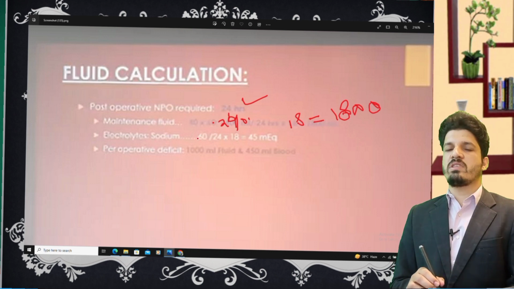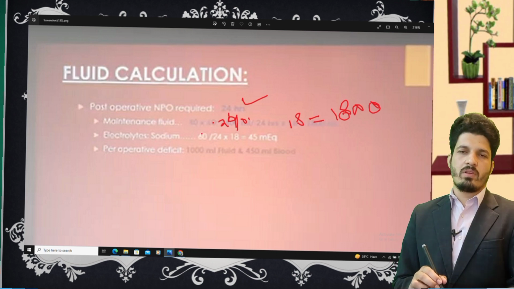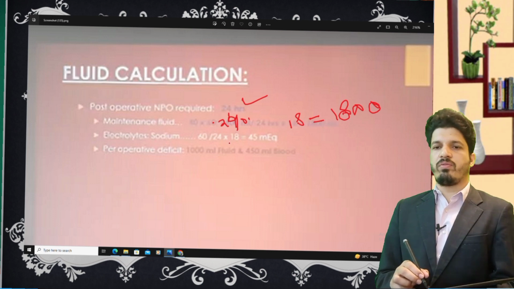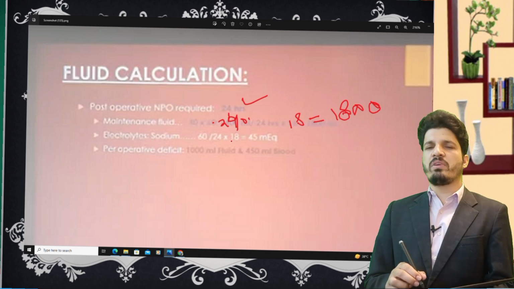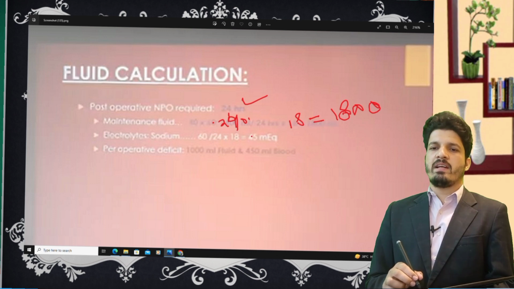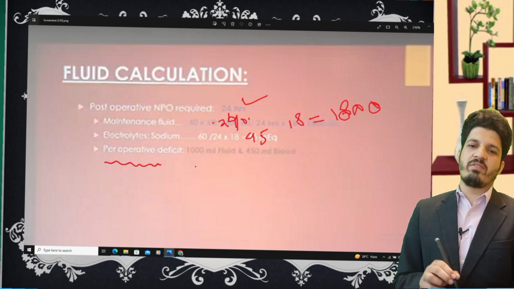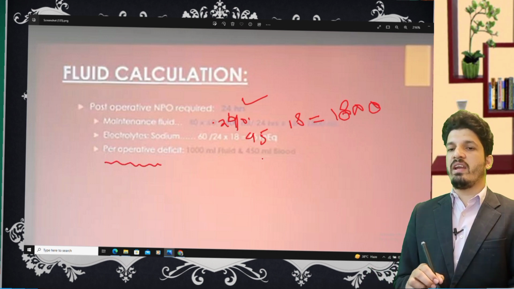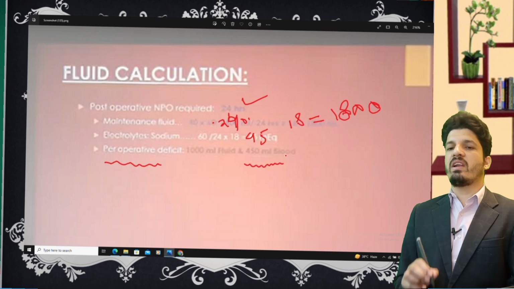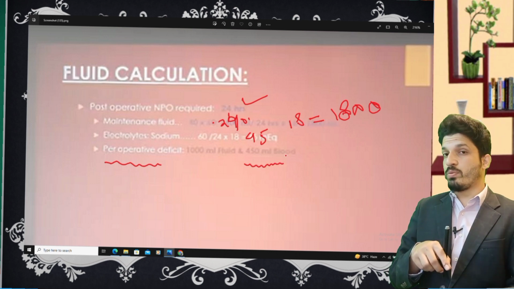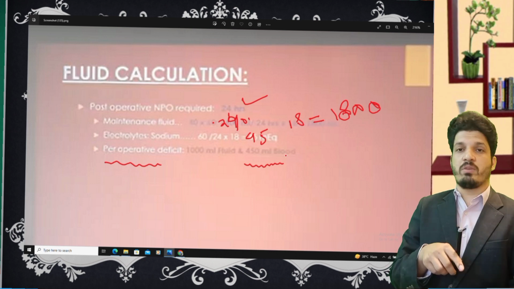And for the electrolyte sodium, 60 divided by 24 for 1 hour, as we have to give it for 18 hours, we will multiply it by 18, and it will become 45 milliequivalent. And the per-operative deficit was 1000 ml and 450 ml of blood. So we will replace it in this post-operative period, which was the deficit in the per-operative period.